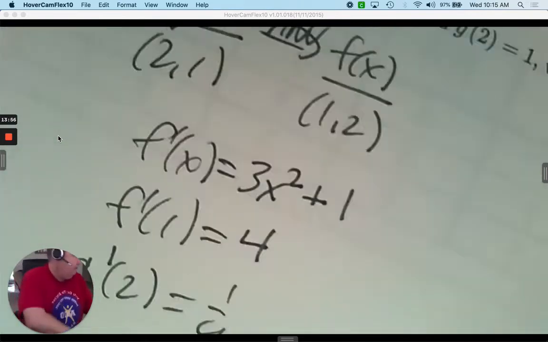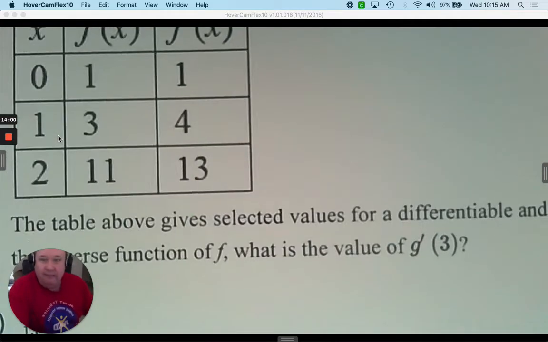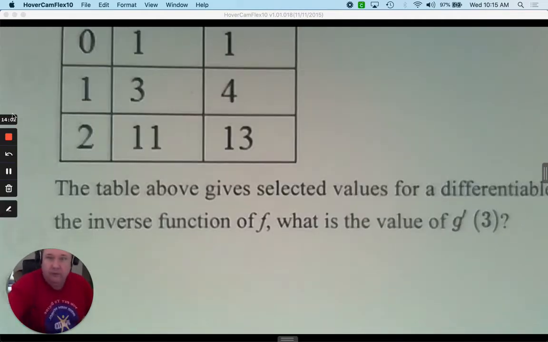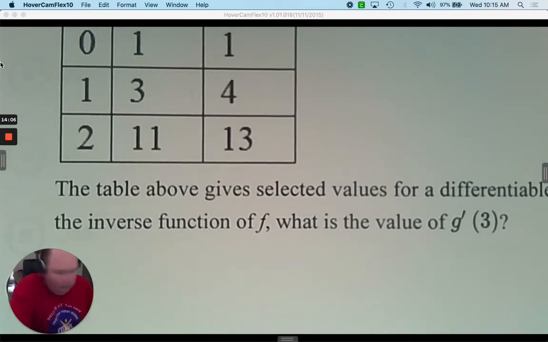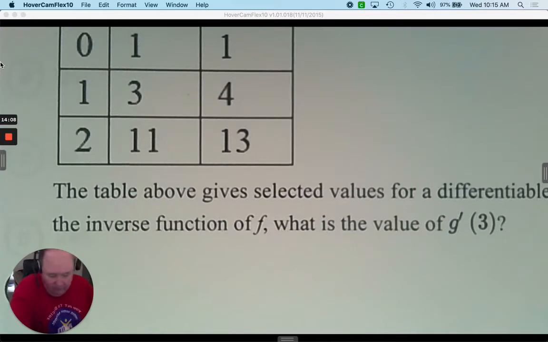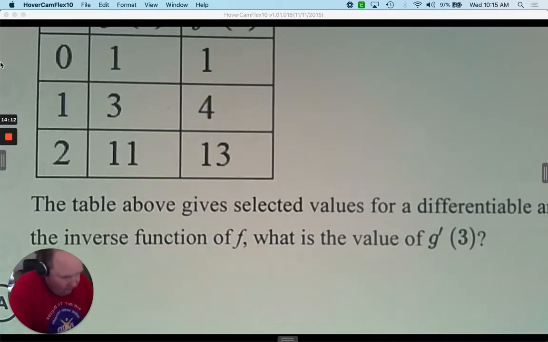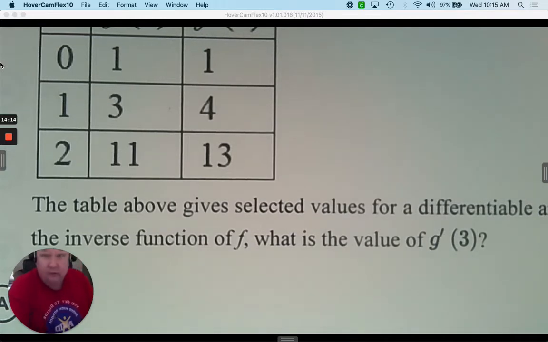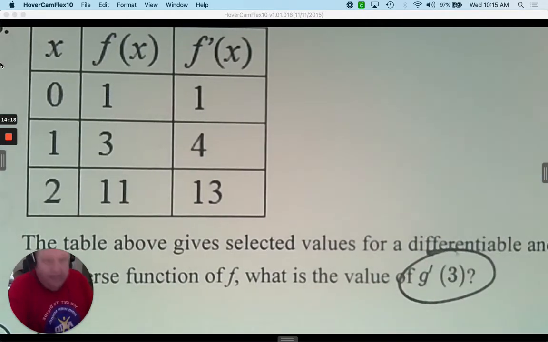Number 13. You're given a table of values for number 13. The table above gives selected values for a differentiable and increasing function and its derivative. If g is the inverse of f, so this is another inverse question, what's the value of that?